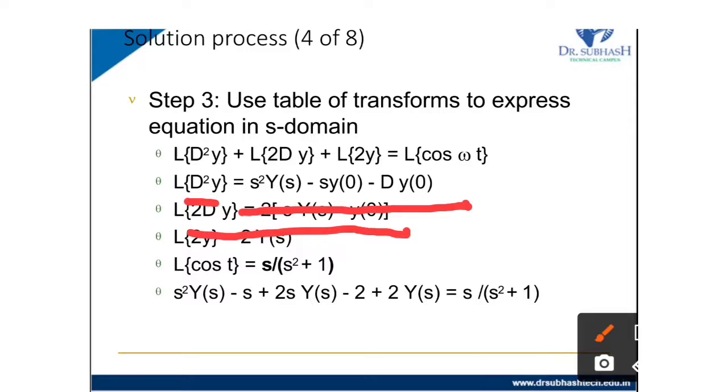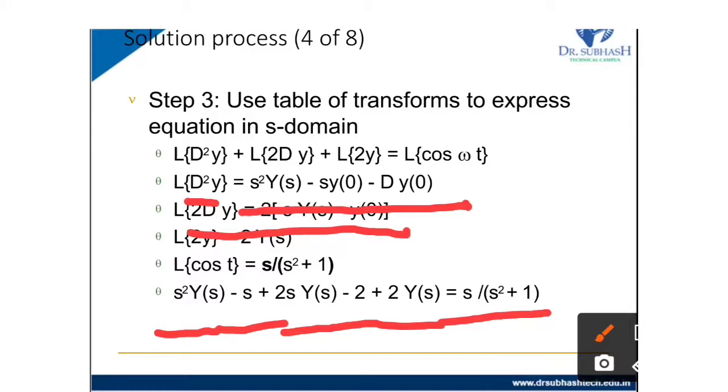And cos t equal to s upon s square plus 1. If it is sine, then 1 upon s square plus 1. So now we will get s square y of s minus s, plus 2 s y of s minus 2, plus 2 y of s, equal to s divided by s square plus 1.